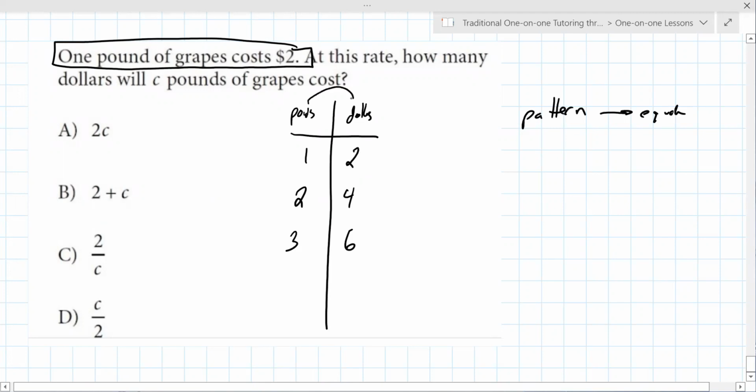How do you go from pounds to dollars? You multiply the pounds by 2. By 2. So if you have C pounds, it would be 2C.